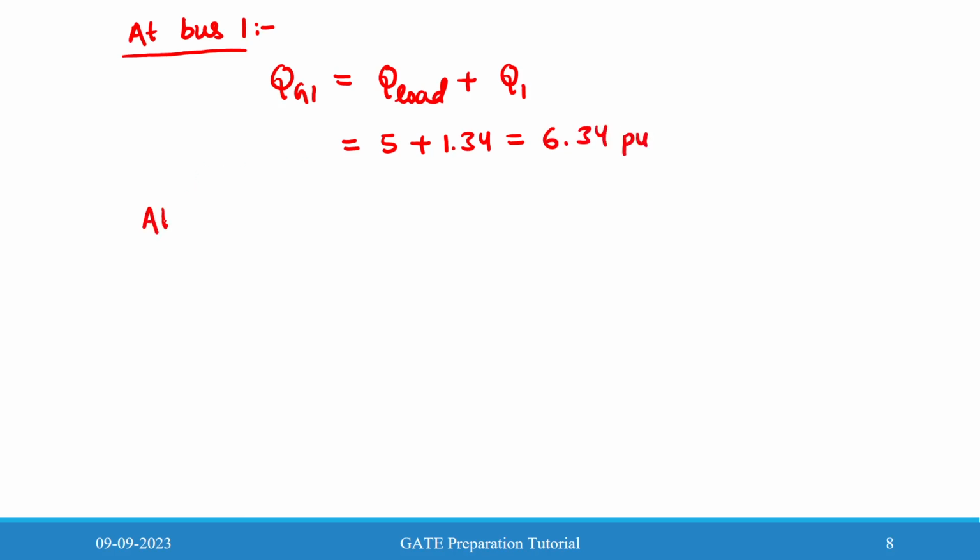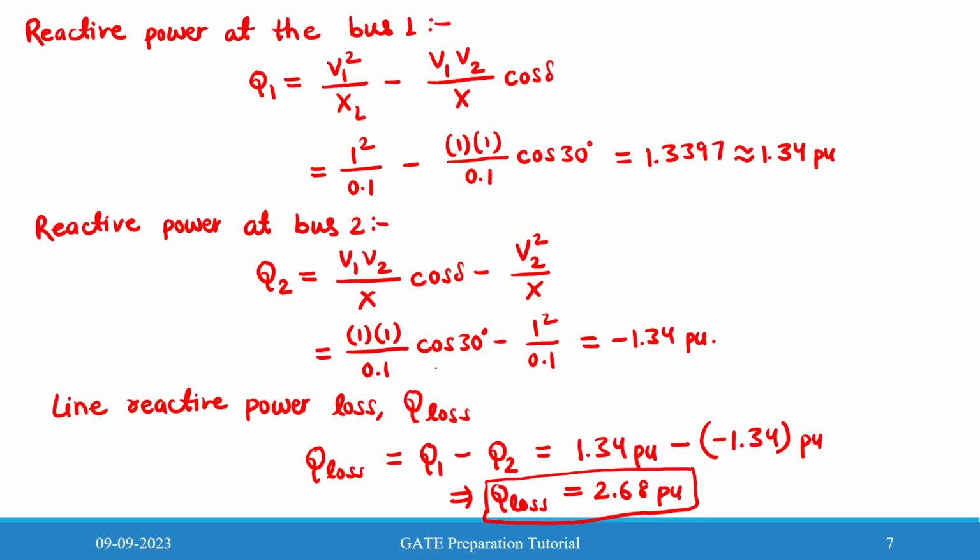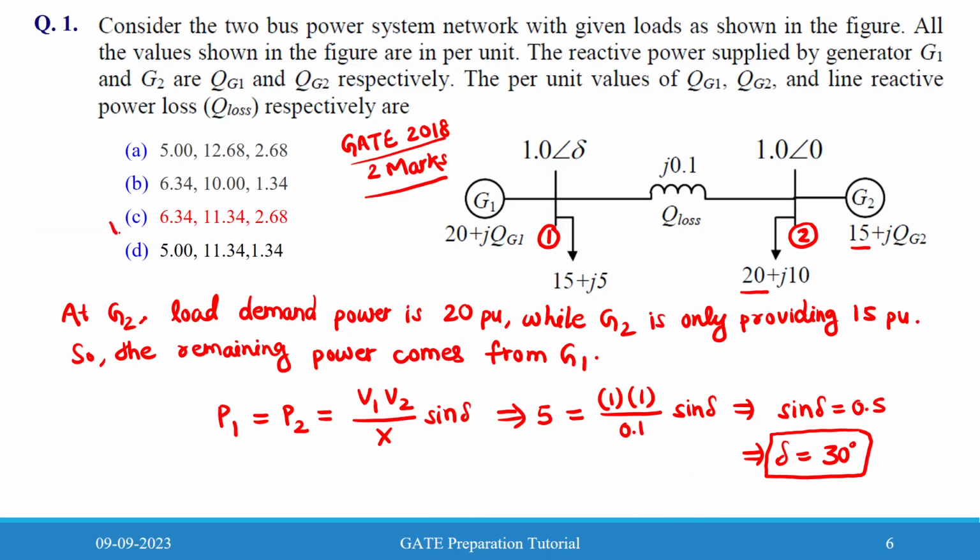And similarly for QG2 at bus 2. QG2 will be Q load minus Q2, sorry. The reactive power provided by generator 2 will be Q load minus Q2. So this is 10 minus (minus 1.34), that will be 11.34 per unit. So as we see from the options, C is the correct answer.